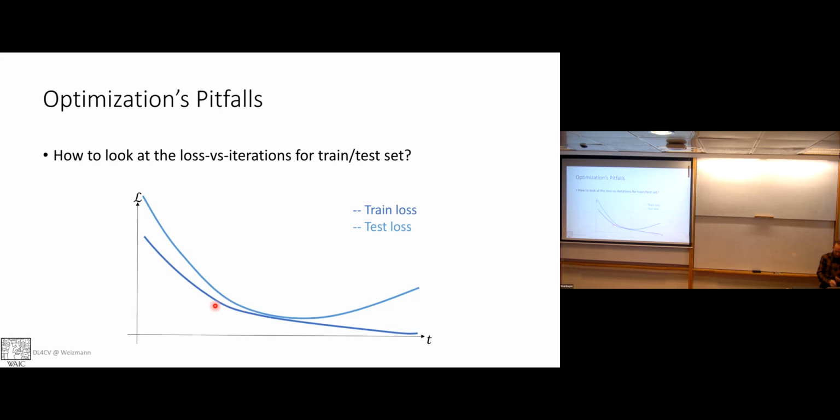And what you usually see is this kind of behavior. So the training loss decreases all the time because we actively decrease it. We actively take gradient steps in that direction. But at some point, the test loss starts to go up. What happened here? Overfitting, yes. What does it mean to overfit?